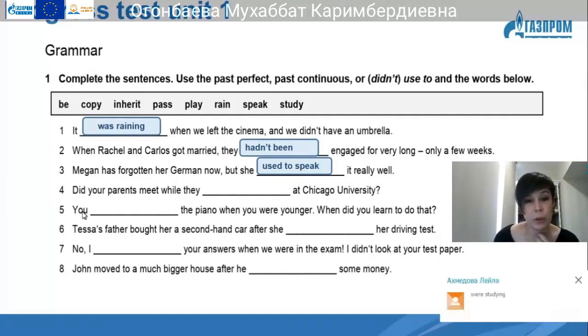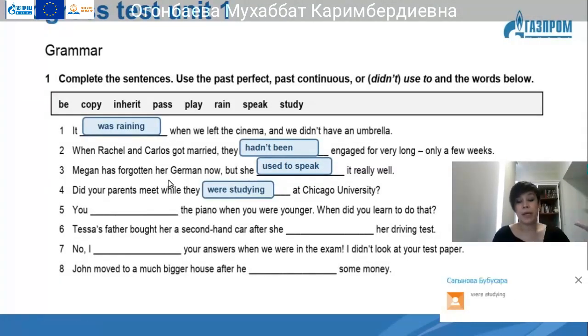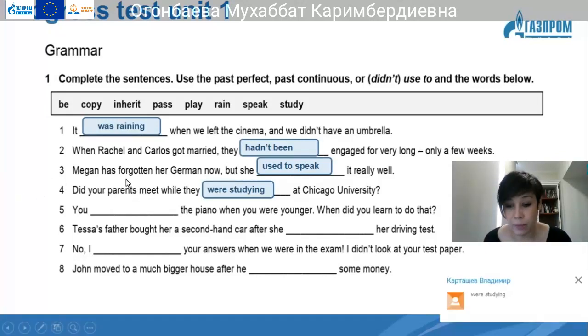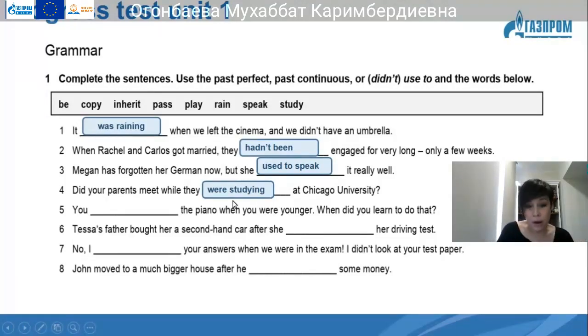Vladimir Kartashov, what do you think? Good, Leila. They were studying. "While" shows us that it's a continuously developed action. Did your parents... Past simple means the second part of the sentence should be in past, but it's either continuous or simple.